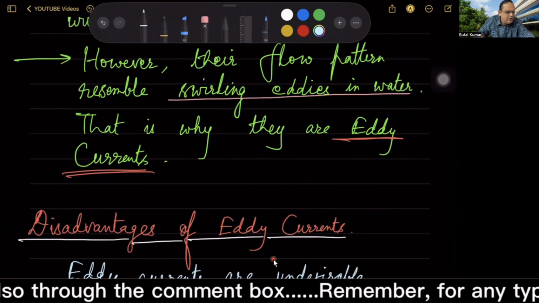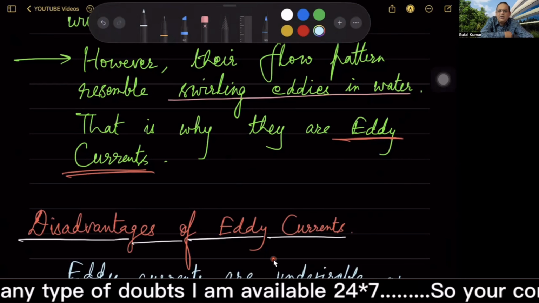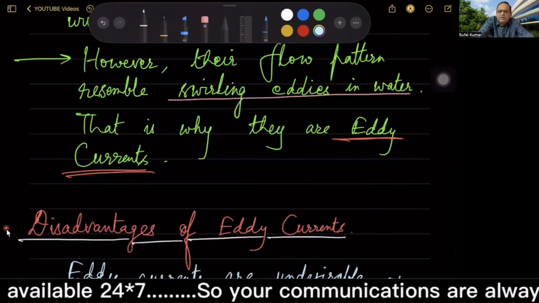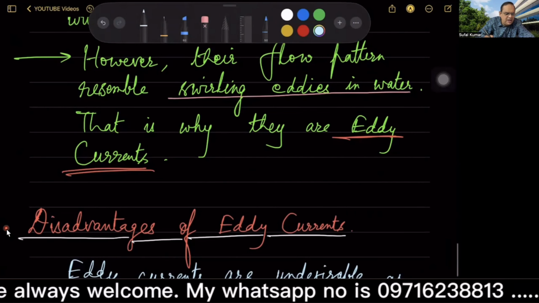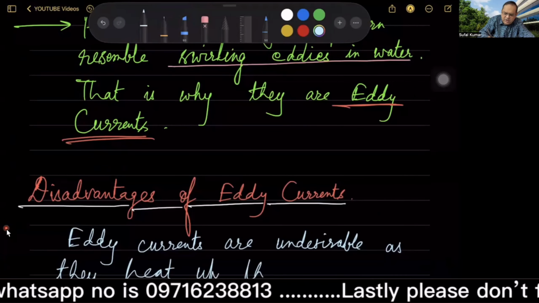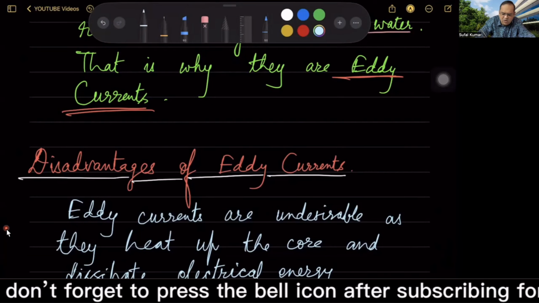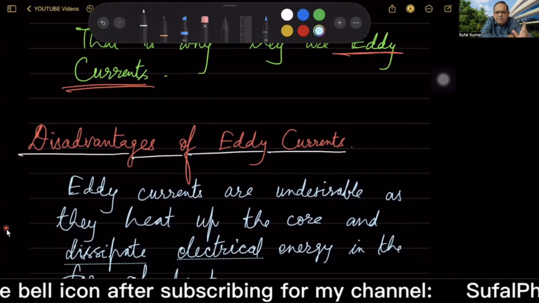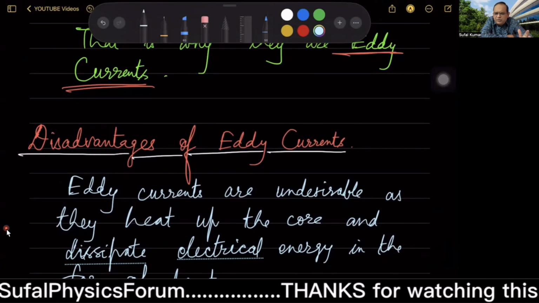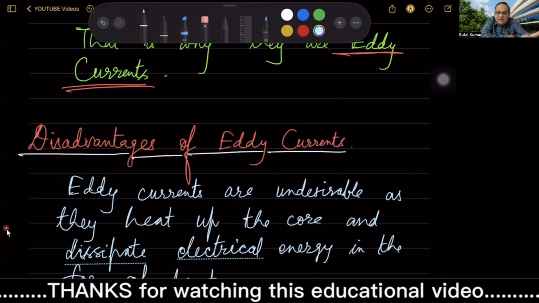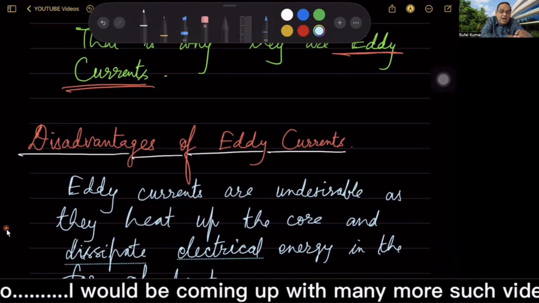Disadvantages of eddy currents: they are undesirable because they normally harm our circuits. How? Eddy currents heat up the core and dissipate electrical energy in the form of heat. This way we create a picture in our mind that eddy current is not useful for us. But interestingly, there are some advantages.